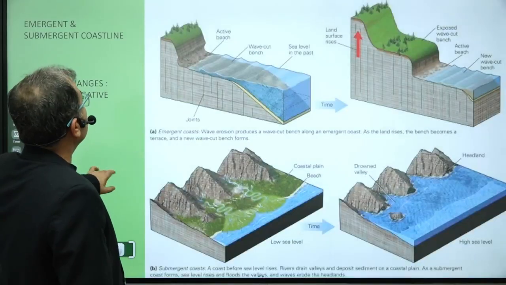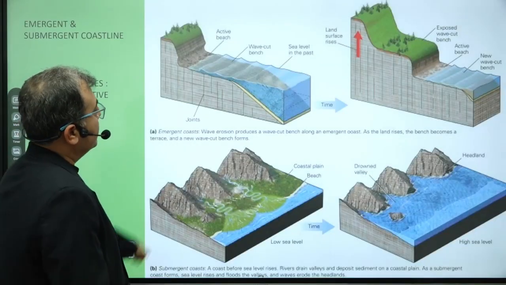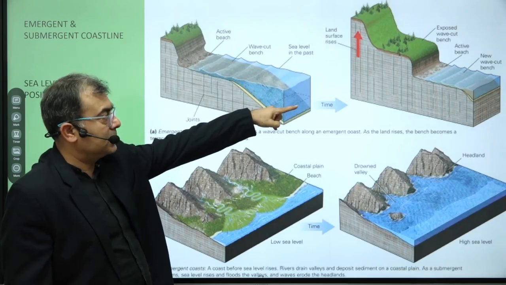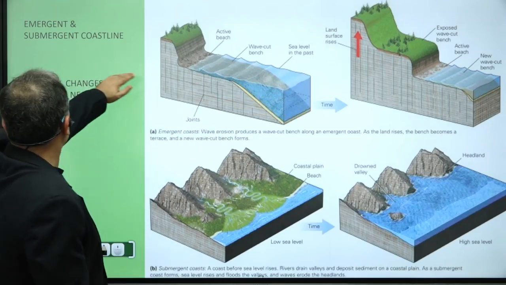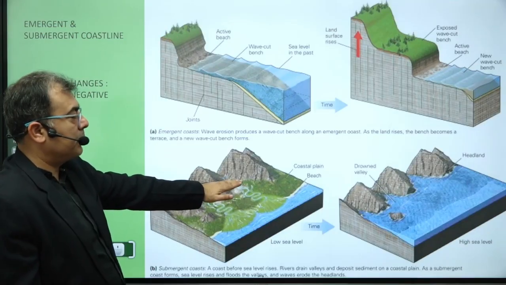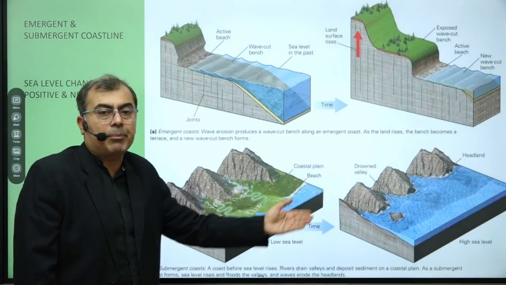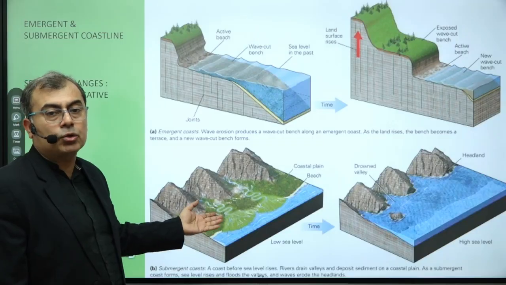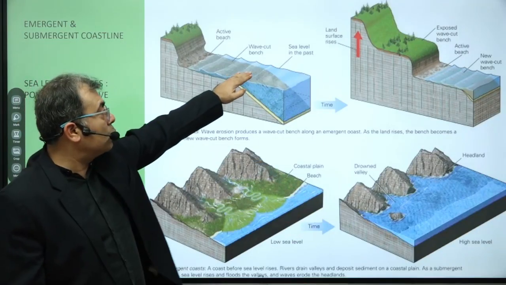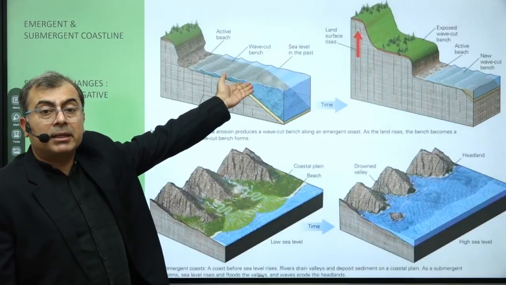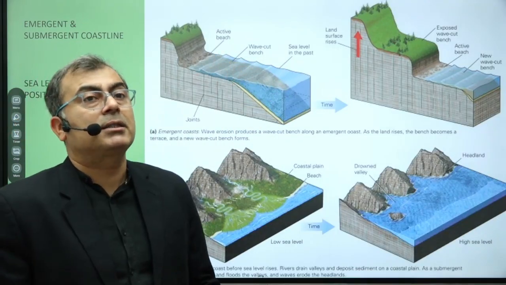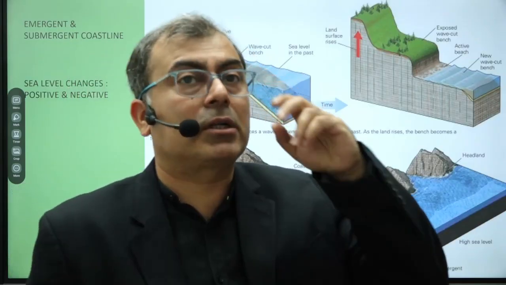सी लेवल चेंज. सी लेवल चेंज क्यों होता है? ये सी लेवल है. कैन यू सी? सी लेवल इज गोइंग डाउन. सी लेवल हैज गॉन डाउन. सो दिस इज सी लेवल emergent coastline, और यहाँ पे sea level has gone up. So when the sea level goes up, that causes the coast to get submerged. That is called submergent coastline. When the sea level goes down, the submerged area gets exposed. That is called emergent.